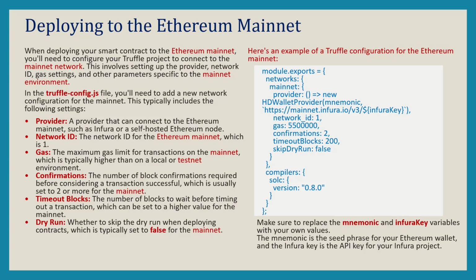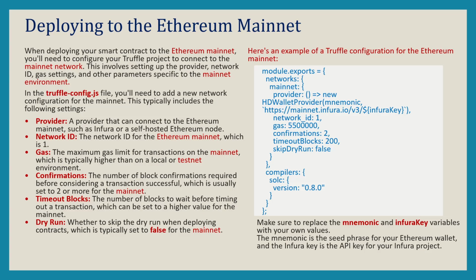This is just a good rule of thumb. It's usually two and more, right? So next is the timeout blocks, which is the number of blocks to wait before timing out a transaction. It can be set to a higher value for the mainnet. And dry run is whether to skip the dry run while deploying the contracts, which is typically set to false for the mainnet. In your code, you have to replace it with your own values, right?